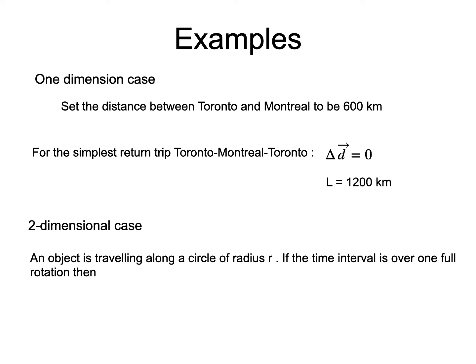The second example is a similar but two-dimensional case. The object is traveling along a trajectory in the form of a circle. If the time interval is for one full rotation, then the object will return to its starting point, so the displacement is again 0. But the path traveled is the circumference of the circle given by this equation.